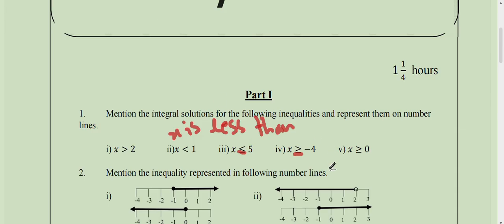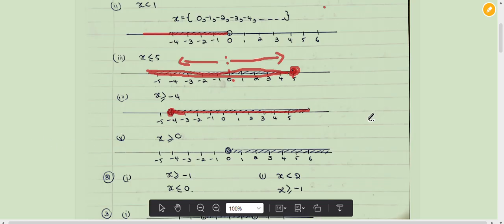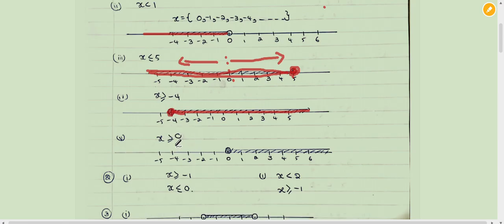So the fifth question is about x greater than or equal to 0. You should also draw a number line, and firstly you should observe where the 0 is. So 0 is here. You should first draw a circle, and after that you should look at this inequality.